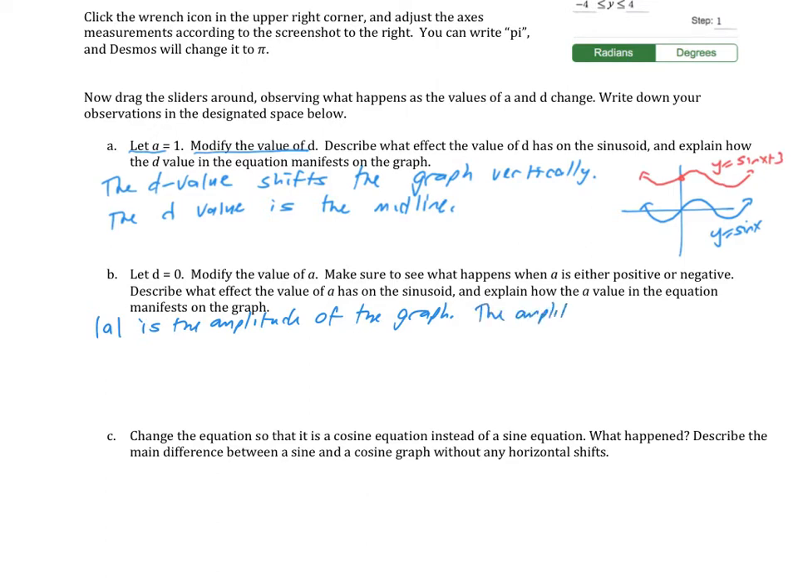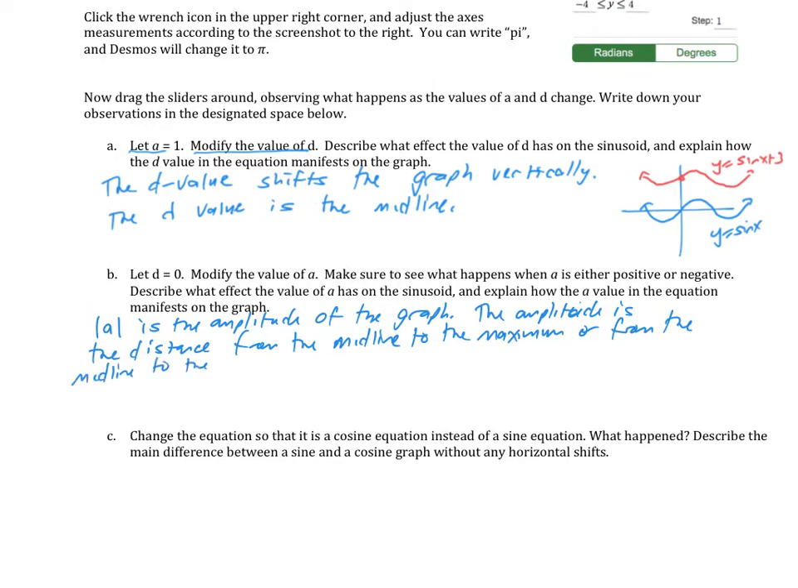So the amplitude is the distance from the midline to the maximum, or from the midline to the minimum, or alternatively, it's 1/2 the maximum minus the minimum. That's another way to think of it.